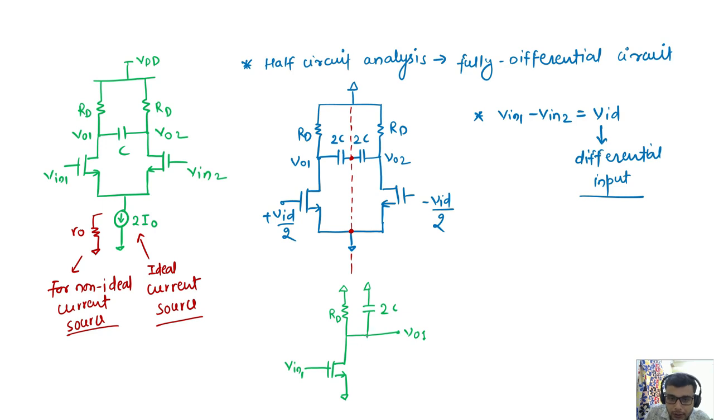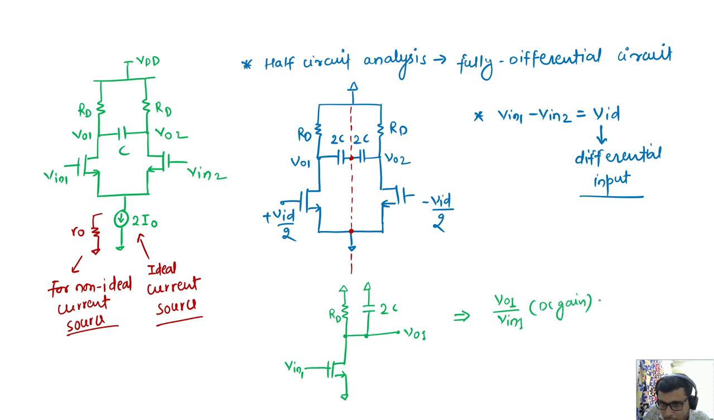So what can be written in general? There are two ways to find a transfer function. Directly I can write this. What is the DC gain? DC gain we know: V out 1 by V in 1 is called the DC gain.